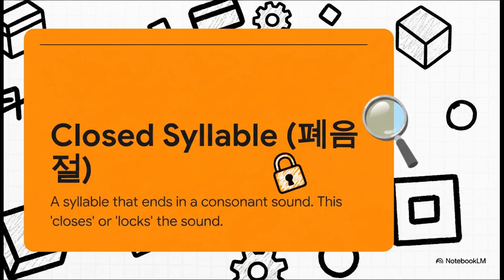The Korean language is built on what linguists call closed syllables. The best way to think about this is like closing a door. A syllable that ends with a hard consonant sound, like a K or an M or a T, is closed. The sound is stopped, it's locked off. It has a very clear, sharp ending.